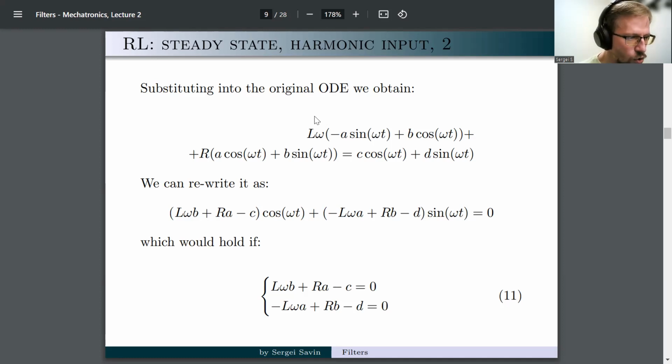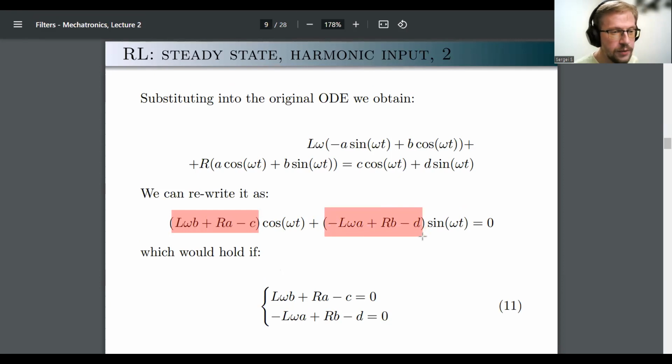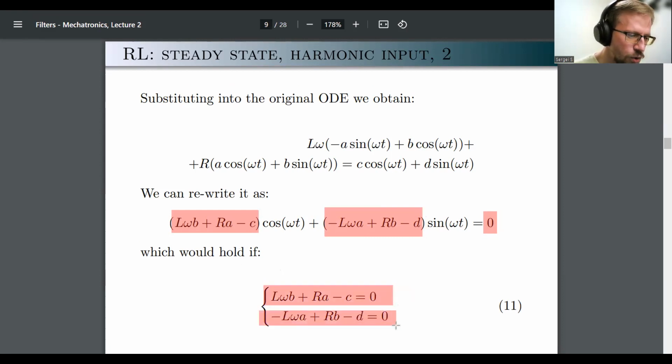This would always hold if this is equal to 0 and this is equal to 0. If both of them are equal to 0, then of course the result will be equal to 0. If they're not equal to 0, then good luck making it into an identity. So this is why we can write those two equations. We just say that coefficients in front of cosines and sines have to be equal to 0. We're still trying to find the relations between A, B, the coefficients that describe behavior of the current, and coefficients C, D, which describe behavior of the input voltage.